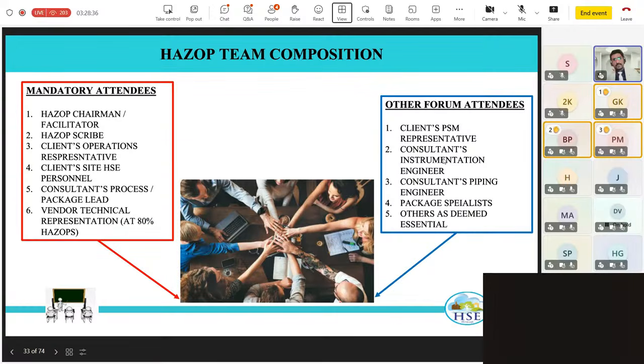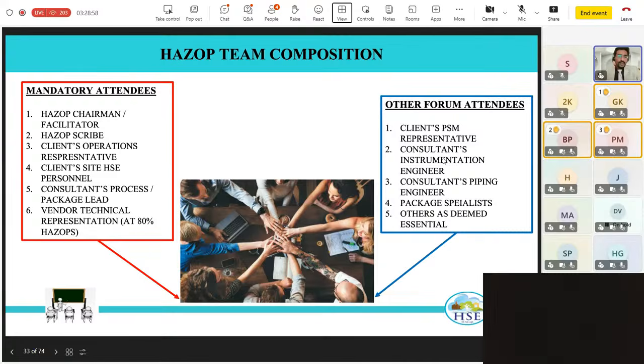Yeah, so next is the HAZOP team composition. Obviously, for the success of a good HAZOP, you need the right composition of a team, because many a time you have seen that when vendors are involved, they send 2-3 people to the HAZOP forum, but it is mostly the sales team, who are absolutely lost when you ask them technical questions. So it's imperative to have the right composition of the team.